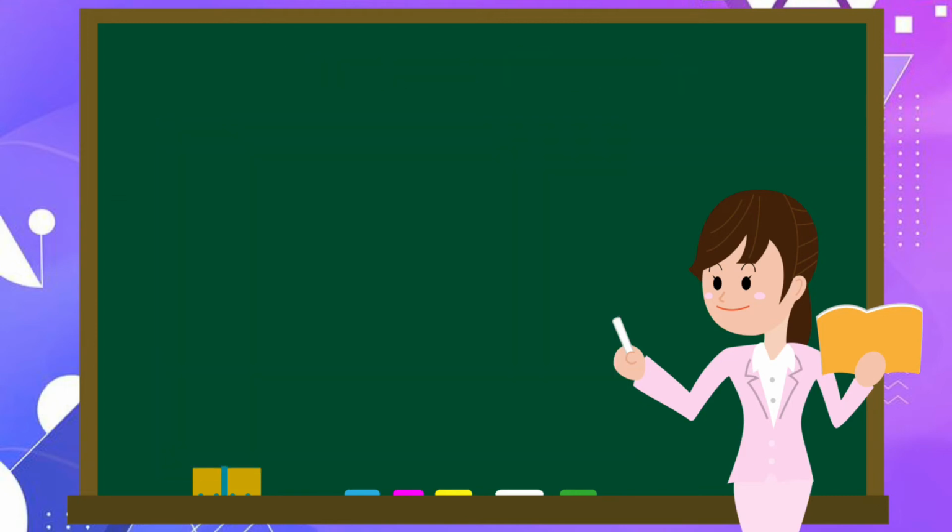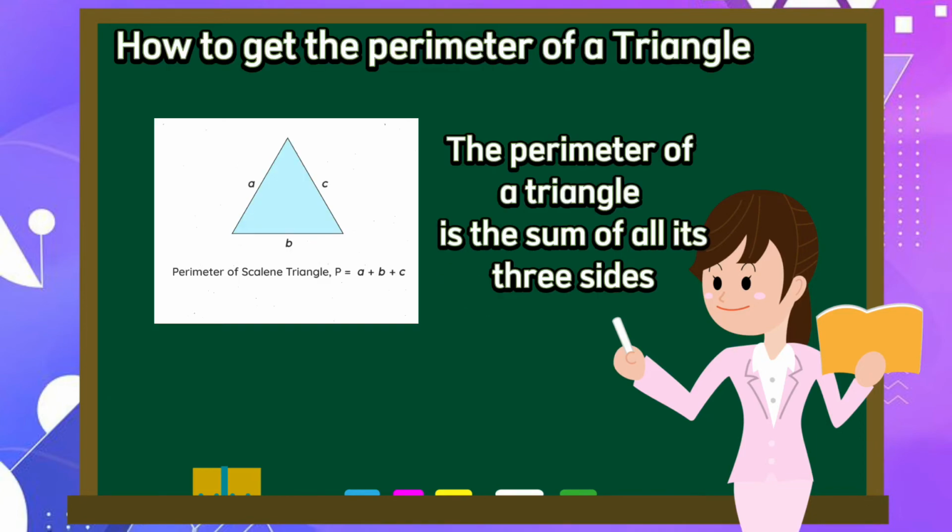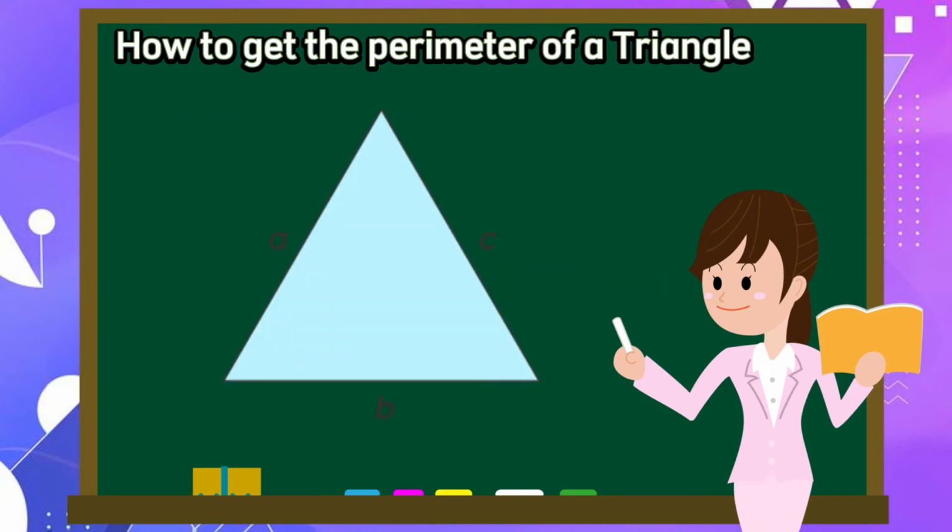Now let's discuss our main topic, which is how to get the perimeter of a triangle. To calculate the perimeter of a triangle, we need to add the lengths of its sides. For example, let's assume the triangle has sides A, B, and C. Then the perimeter of the triangle will be P equals A plus B plus C.